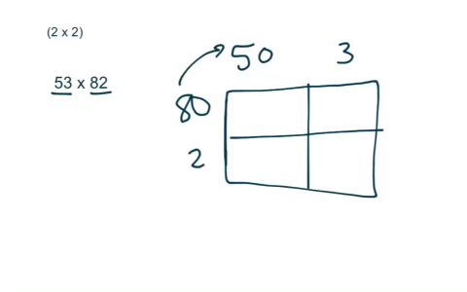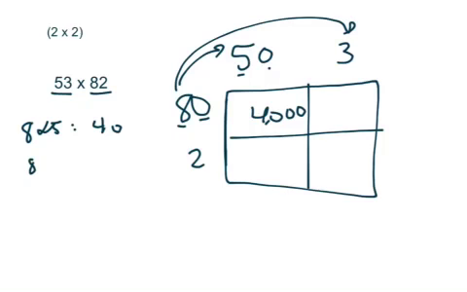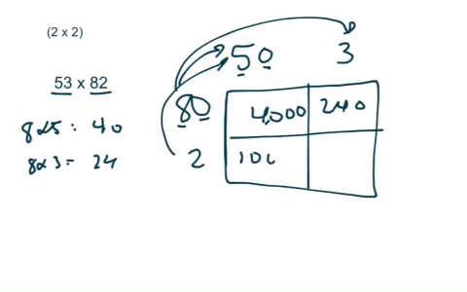So we're going to do 80 times 50, or 8 times 5. 8 times 5 is 40. And they need to add the 2 zeros, the 0 here and the 0 here. And they're going to get 4,000. 80 times 3 is 8 times 3. 8 times 3 is 24. And they're going to add that 0 and get 240. 2 times 50 is 2 times 5 is 10. And then add that 0 is 100. And then 2 times 3 is 6.